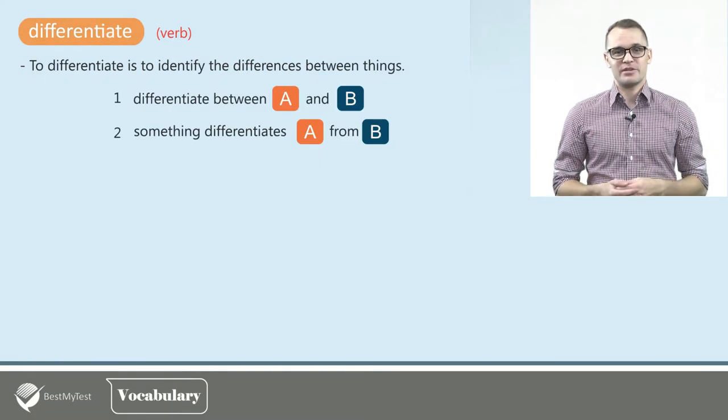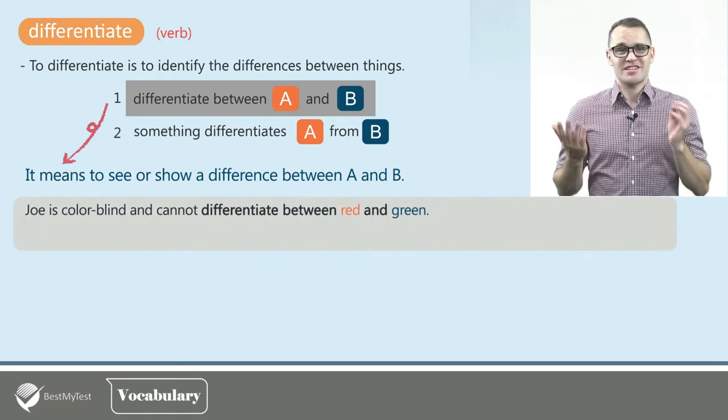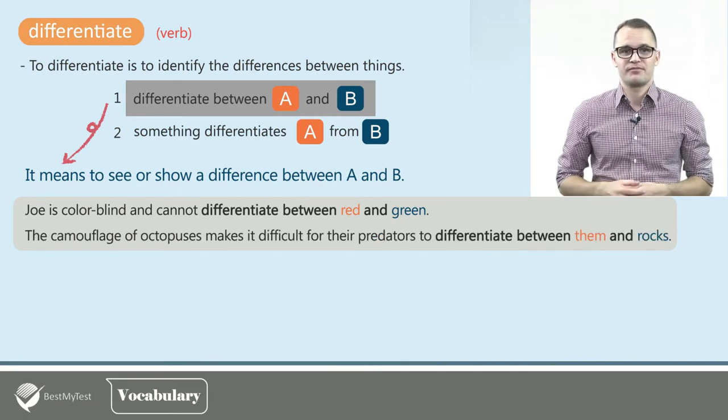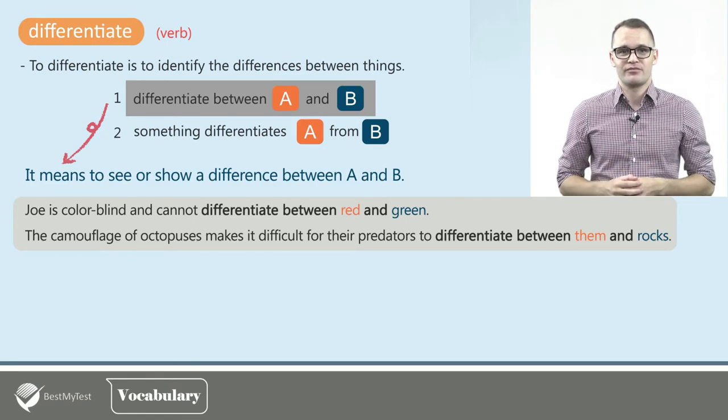Differentiate between A and B means to see or show a difference between A and B. For example, Joe is colorblind and cannot differentiate between red and green. The camouflage of octopuses makes it difficult for their predators to differentiate between them and rocks.